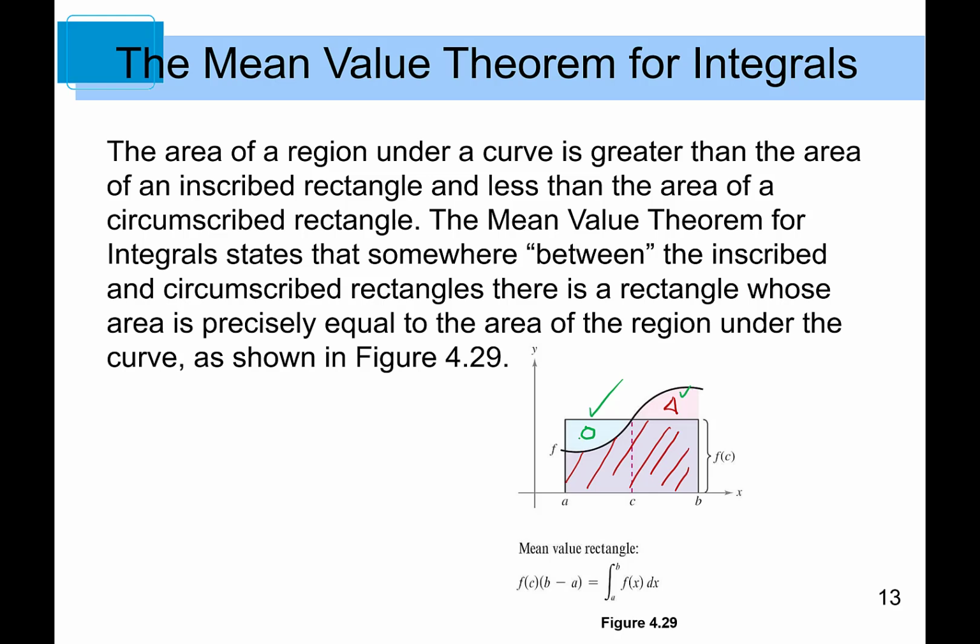So for the rectangle, it's very easy to find the area. It's going to be height times base. The base is b minus a. The height is f of c. So the area is going to be equal to f of c times b minus a, which is equal to the area under the curve using the fundamental theorem of calculus.